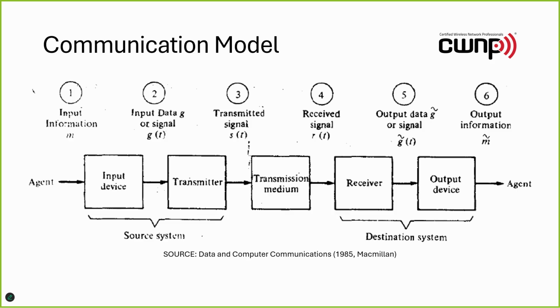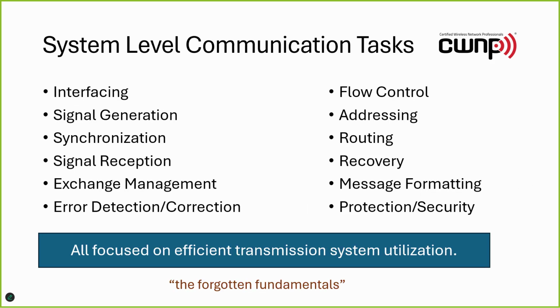We're not up yet at the level of thinking about how we get 10,000 devices in a large enterprise network to all be able to communicate with each other, or at least be able to communicate with the data center and the data center back to all of them. We're not even at that level yet. We're just talking about a single link so that one device can ultimately talk to one other device. So what we're talking about is system level communication, right? These are the tasks that we have to think about, and all of these tasks are focused on using this transmission system that we have as efficiently as possible.